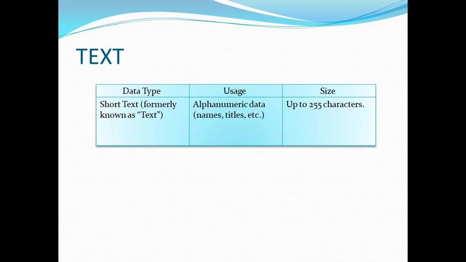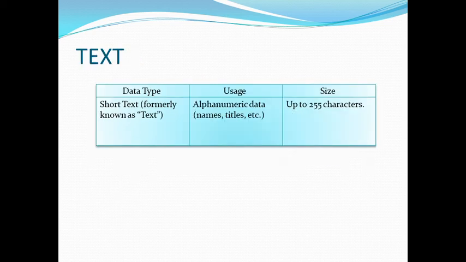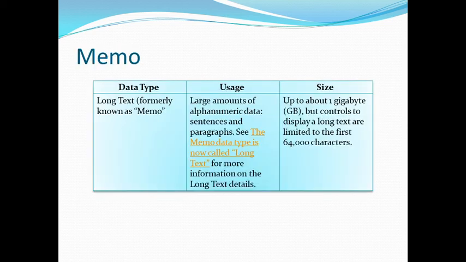Next is memo. Memo is the same as the text data type. The only difference is that the storage capacity is more than the text field. In a memo field also you can store text as well as numbers and symbols, everything. The only difference between the text and memo data types is storage capacity.